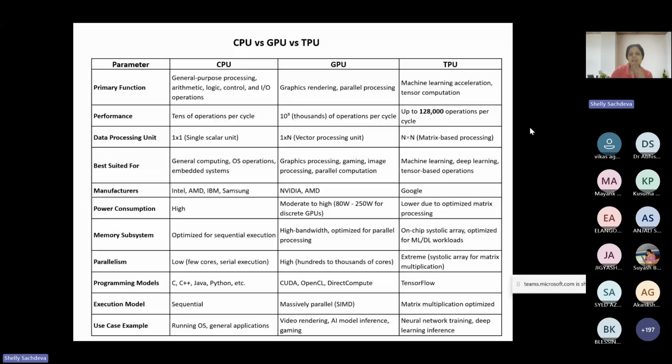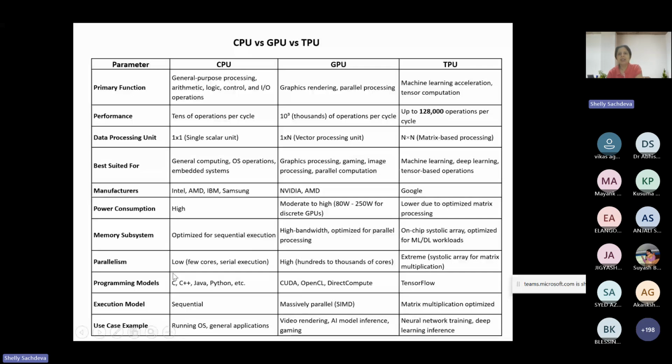The power consumption is very high for the CPU. For the GPU, it's moderate to high, 80 watts to 250 watts for discrete GPUs, and for TPUs, it's lower due to the optimized matrix processing. The memory subsystem is optimized for usually sequential execution in CPUs as compared with parallel processing for GPUs. Then parallelism is usually low with CPUs.